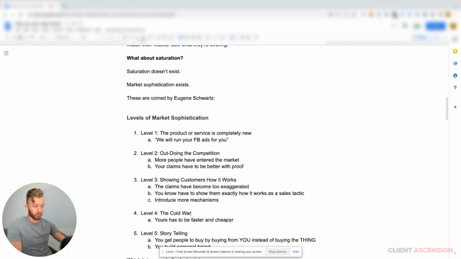So level 4 is the Cold War. And what that means is yours has to be faster and cheaper. Everyone's getting faster and cheaper, faster and cheaper, faster and cheaper, until someone comes in and it's just free now.